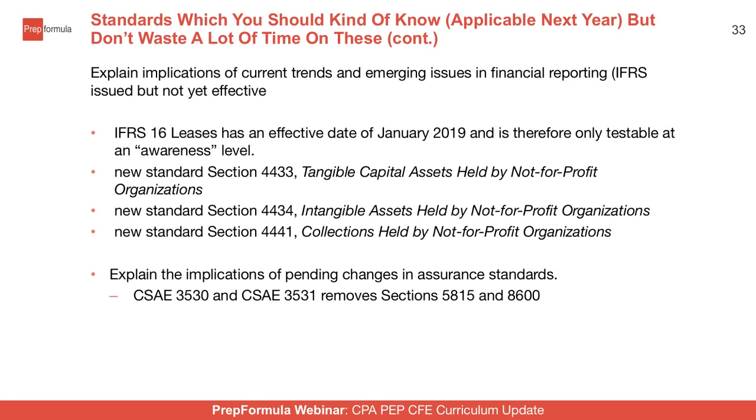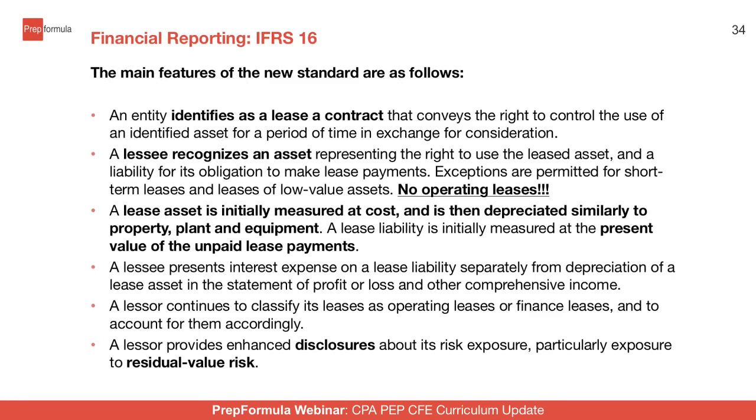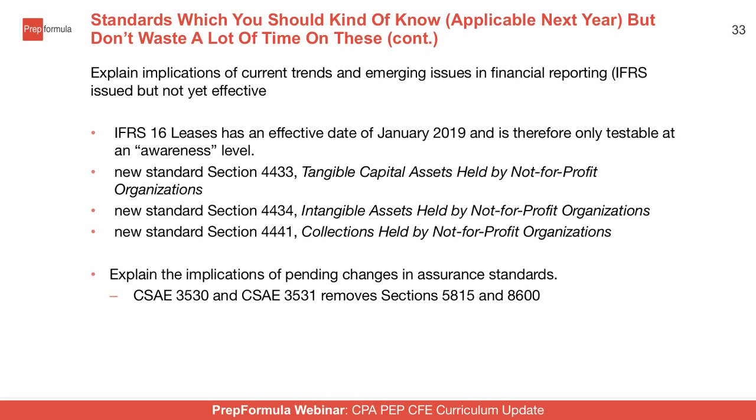We'll talk about that. There's also new standards under 4433, tangible capital assets held by not-for-profits, intangible assets, and collections. We're not going to spend time on these because they're not really something which you have to even look at, okay? And there's new special reports that are now going to be updated. There's going to be special reports for CSAE 3530 and 3531 starting in 2019, not 2018. Again, you don't need to know these. You just have to know that these changes are coming.